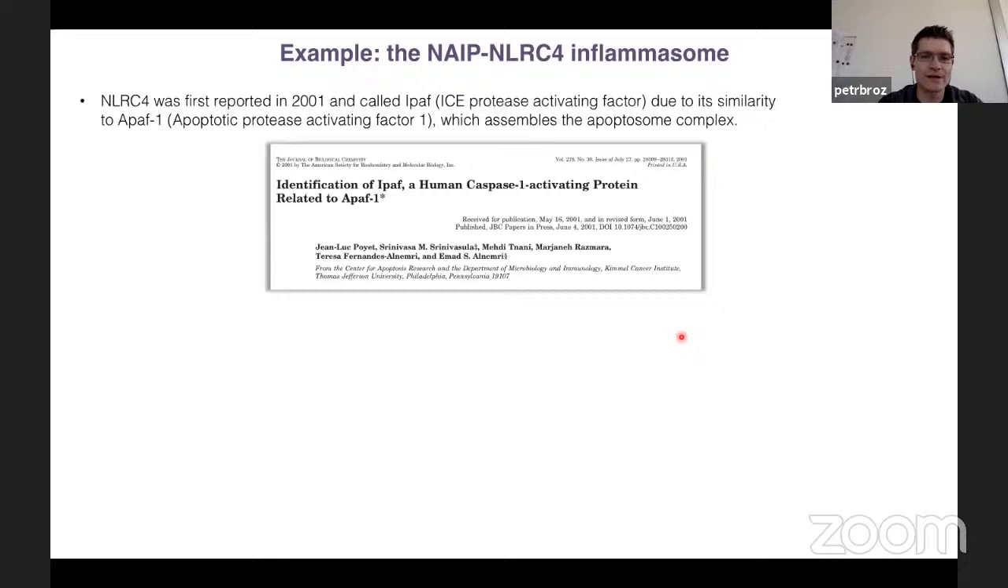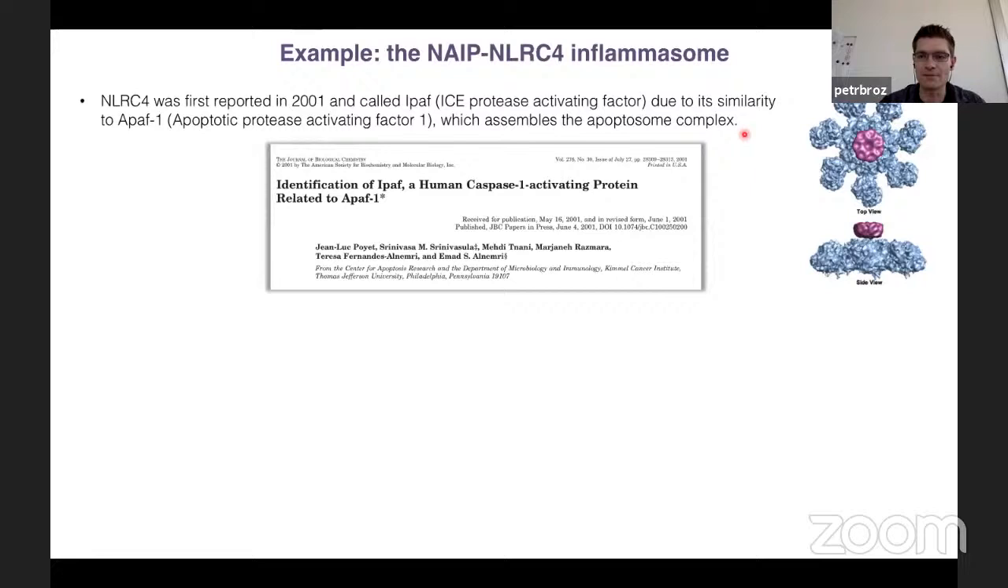So let's start with the history a little bit. So what is NLRC4? NLRC4 is a protein that was first reported actually by Alnemri's group in 2001. And at that time, it was called IPAF. So it was in this paper here in JBC. IPAF, its original name, stands for ICE protease activating factor. ICE protease is the old name of caspase-1. So it's a caspase-1 activating factor. And it was identified on sequence similarity to APAF-1, the apoptotic protease activating factor 1, which builds the apoptosome. The apoptosome is this complex here that is assembled upon sensing of cytochrome C in the cytosol.